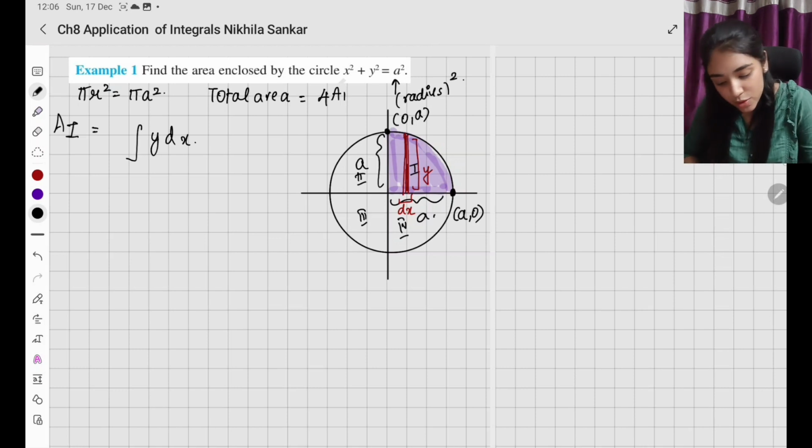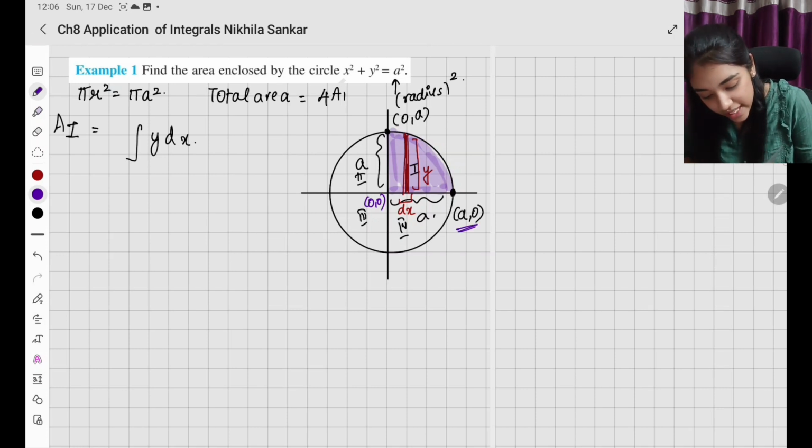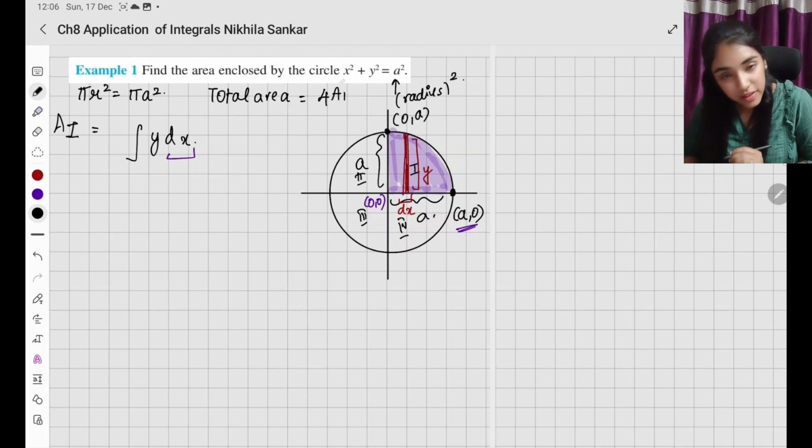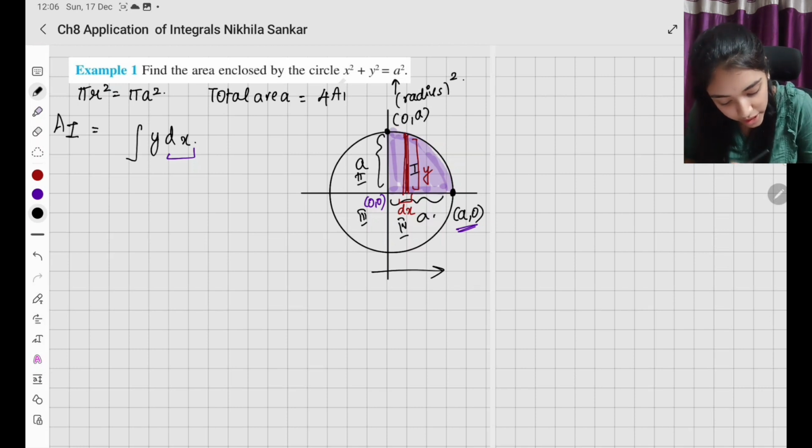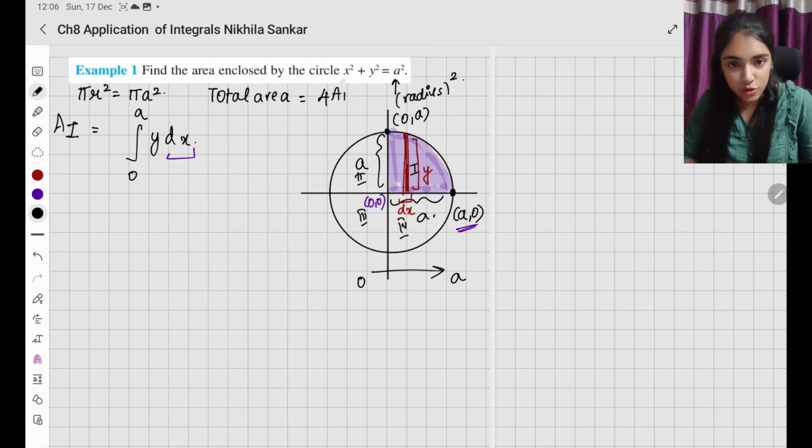And what are my limits going to be? Here the point is 0, 0 and here the point is a, 0. Since we are integrating with respect to dx along the x-axis, you have to look at the x coordinate. So it travels from 0 to a. Correct? So 0 to a. This is going to be my integral.